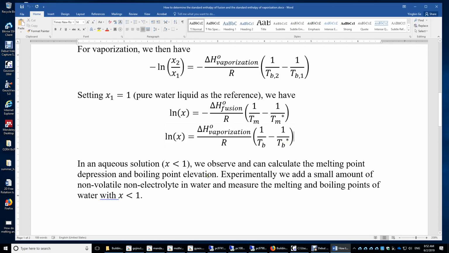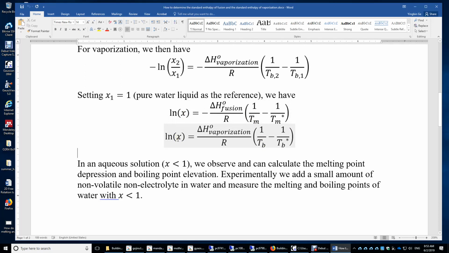Experimentally, we can simply add a very small amount of non-volatile, non-electrolyte in water and measure its melting point and boiling point, as long as this x is close to 1, and then we can determine the enthalpy of fusion and enthalpy of vaporization easily, because we know the melting point of water is 0 degrees Celsius or 273 K. We know the boiling point of pure water in the standard state is roughly 99.6 degrees Celsius or 373 K, and we plug in those numbers, and then we simply measure the melting point and boiling point of water in that aqueous solution.